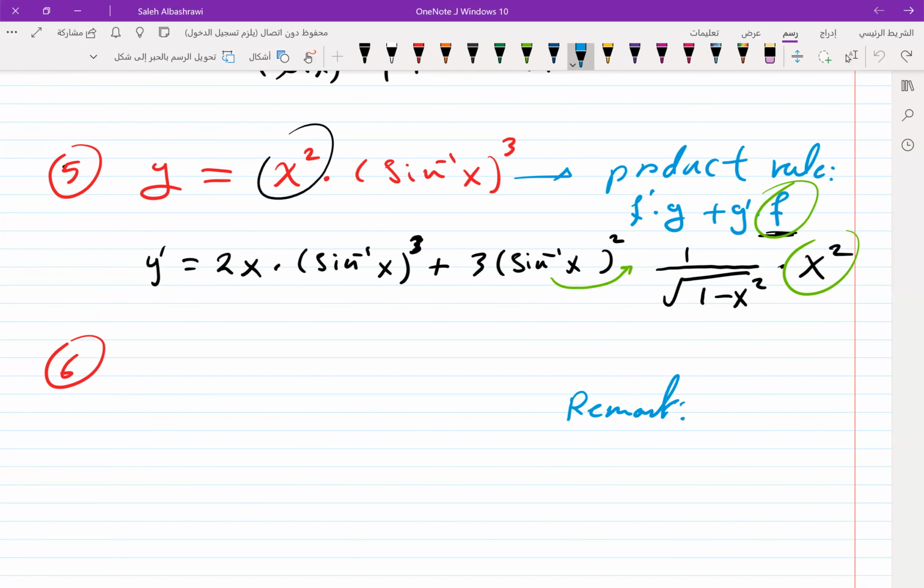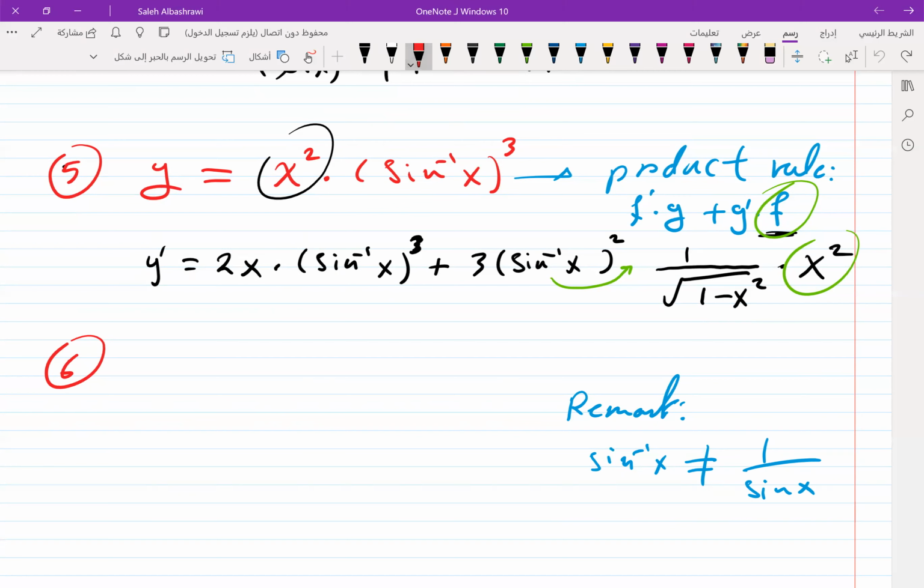We said sine inverse x, this doesn't mean it is 1 over sine. Sine inverse, this notation means the inverse trigonometric function. If I want to write it as a power, I mean minus 1 as a power, I will write it in a bracket.